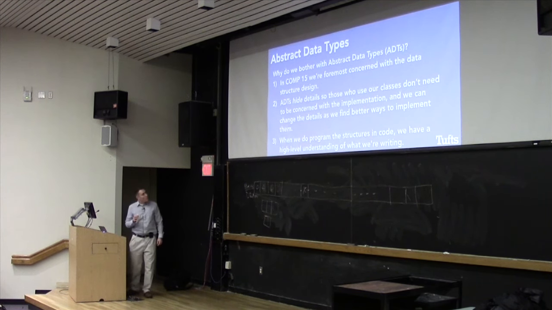Why do we care about this in this class? Well, we're foremost concerned about the design. That's really the bottom line. And we hide those details for the people that use our code. One of the nice things about C++ is that you can do a lot of what we call encapsulation or data hiding, and you can hide the details from the people that use your code. When we program these structures, we need to have that high-level understanding so we can do it.